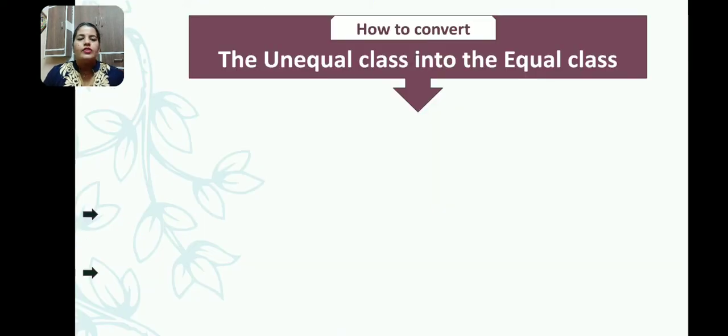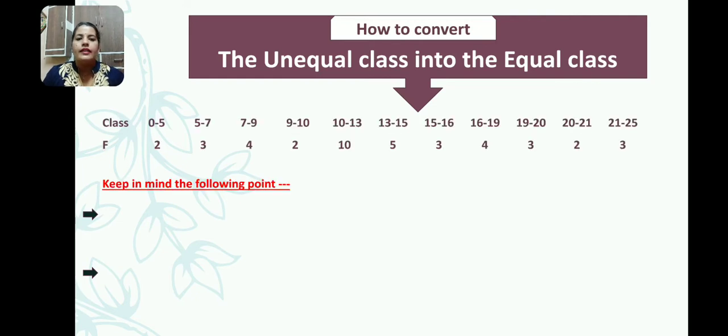So how to convert the unequal class into the equal class? Here I am taking an example. The class is given and the frequency is given. The classes are 0 to 5, 5 to 7, 7 to 9, 9 to 10, 10 to 13, 13 to 15, 15 to 16, 16 to 19, 19 to 20, 20 to 21, 21 to 25. This class is given here and the frequency is given.